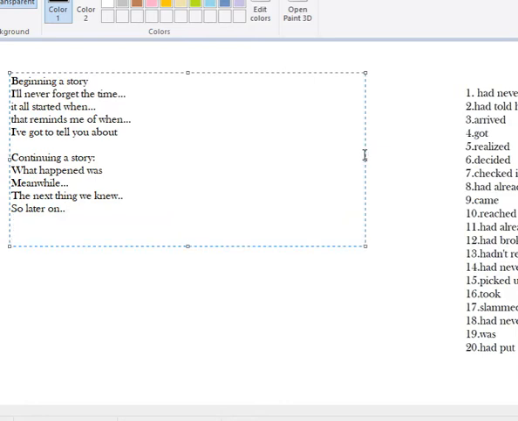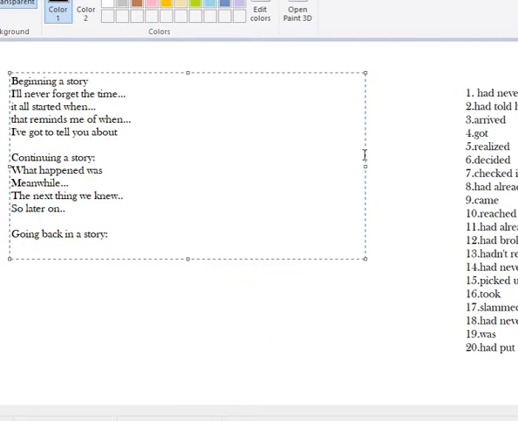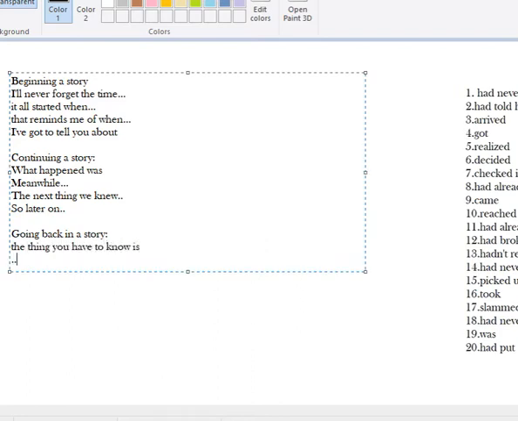Then the next gap is going back in a story. So it's like you were telling something important, but you change the topic, and then you mention something important, then you get back to your last story. The thing you have to know is periods. I put 4. No, it's 3.